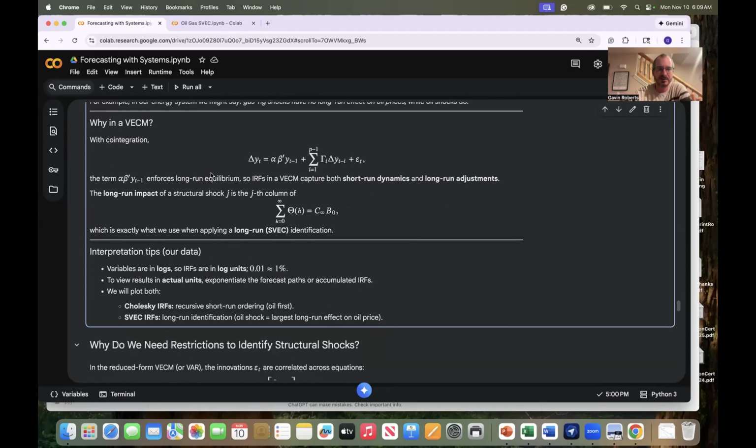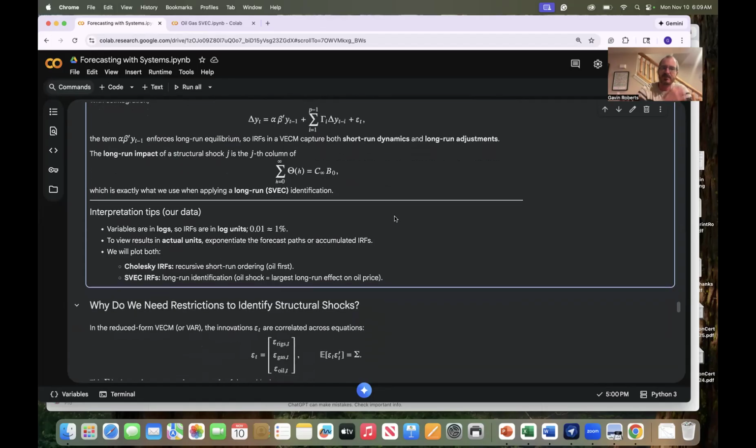So in a vector error correction model with co-integration, of course, we have this relationship which we saw before. The term alpha beta prime enforces the long run equilibrium. So this is the long run equilibrium part. Remember, this is the long run equation beta prime y t minus 1, and this is the adjustment parameter for those deviations to that long run relationship. So IRFs in a vector error correction model capture both short run dynamics and long run adjustments. That's really the nice thing about this model.